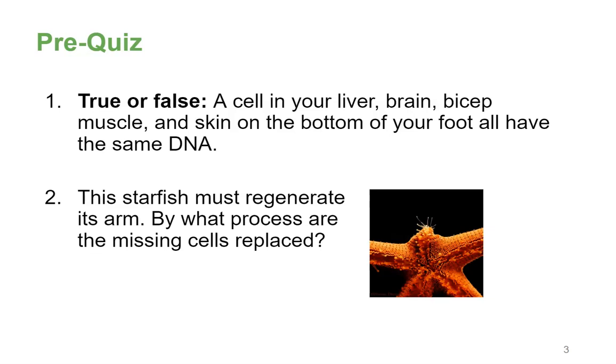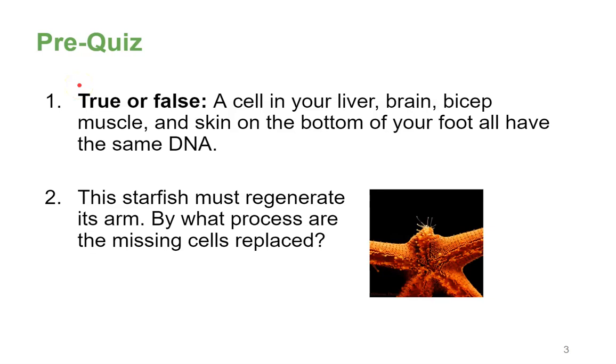So just some things to think about before we get into cell division. True or false? A cell in your liver, brain, bicep, muscle, and skin on your foot all have the same DNA. Now you might think that should be false, right? Because liver, brain, bicep, muscle, skin, they all do different things. It's actually true. So your DNA is the same throughout your body, at least in your body cells.